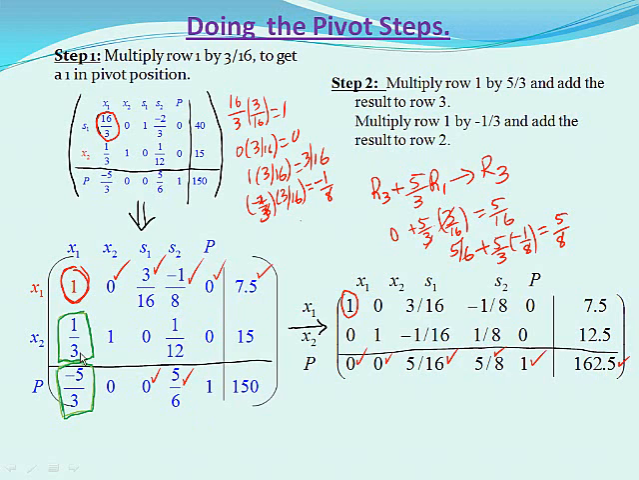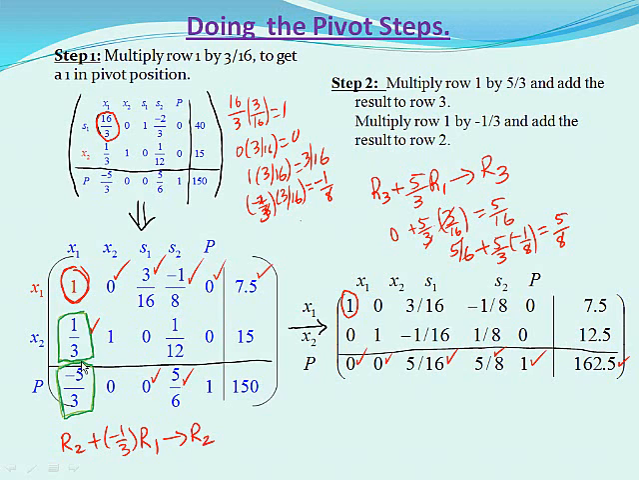We also need to get 0 in place of 1 by 3, that is in this green box. The operation for that will be multiplying row 1 by negative 1 by 3 and add the result to row 2. So I am going to write it as row 2 plus negative 1 by 3 multiplied with row 1. That is how you get 0 in this green box. So this will be replacing row 2. The result is calculated as the second row in this final tableau here.